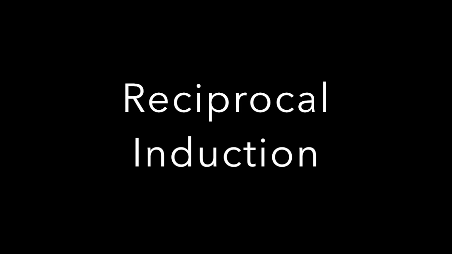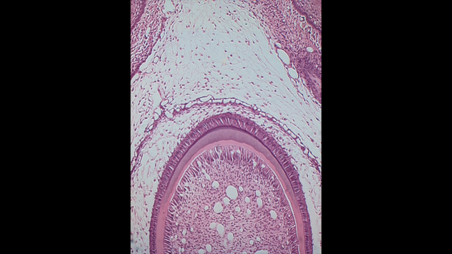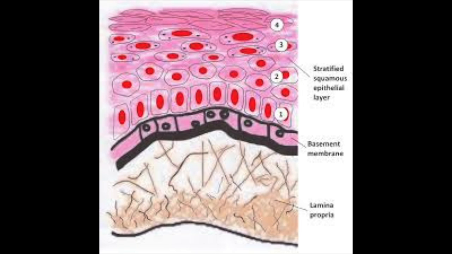Reciprocal induction occurs between the ectodermal tissue of the enamel organ and the mesenchymal tissue of the dental papilla and dental sac. The basement membrane allows for communication between the cells.